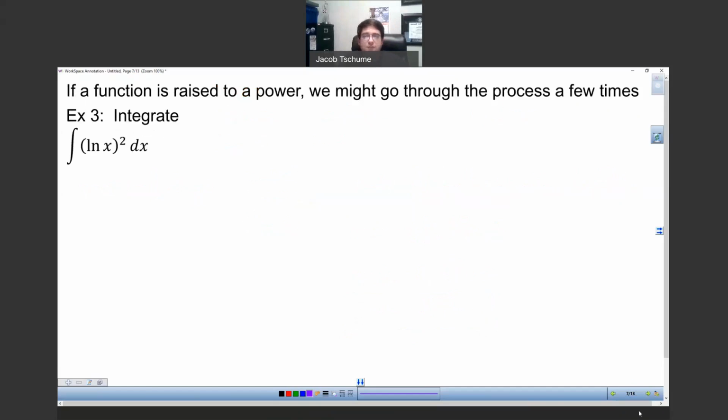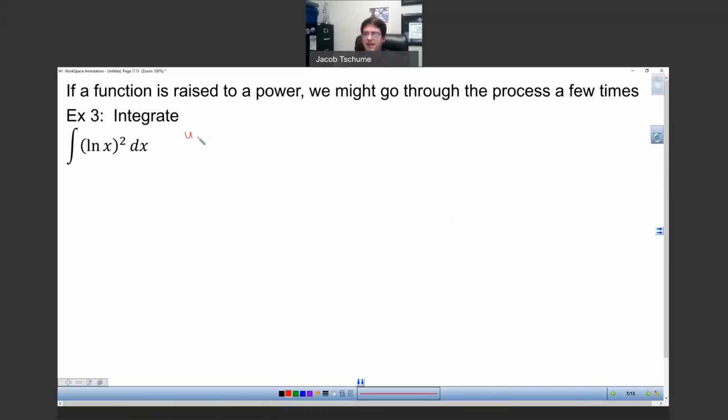So where it can get a little bit challenging is that in integration by parts, you may have to go through the process a couple of times. So how will we know ahead of time if this is going to be the case? At the top of the screen, you can see it says, if a function is raised to a power, we might have to go through the process a few times in order for this to work. So let me show you what that looks like through the next couple of examples. What is the indefinite integral of a natural log function all squared?